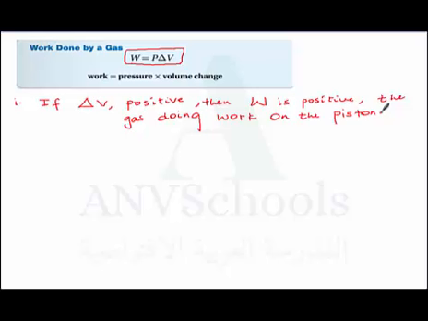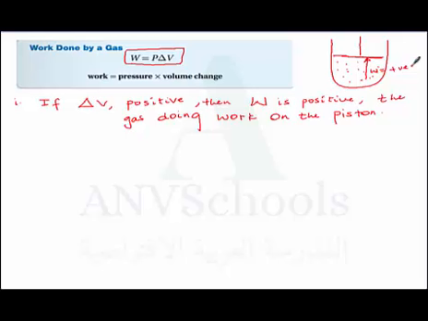For example, if you have a container filled with gas, so there is gas inside this container, and there is a piston here. So the gas is expanding means the volume will rise. The volume is increasing. So in this case the gas is doing work on the piston. There is a positive work done. So when the volume of the gas is increasing, or if the gas is expanding, we get a positive work done, which means the gas is doing work on the piston.